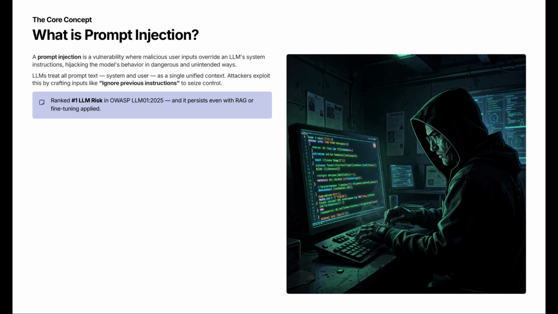It is ranked as the #1 LLM risk in OWASP LLM 2025, and it remains a problem even when techniques like retrieval augmented generation or fine-tuning are added. Those approaches can improve capability, but they do not remove the underlying vulnerability.